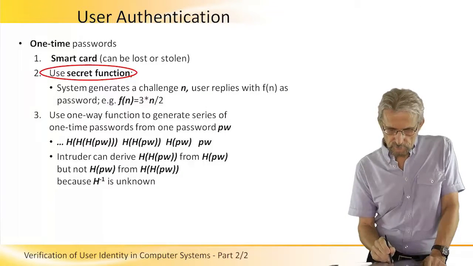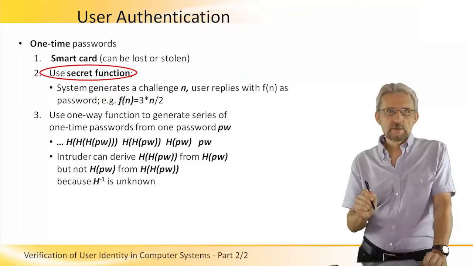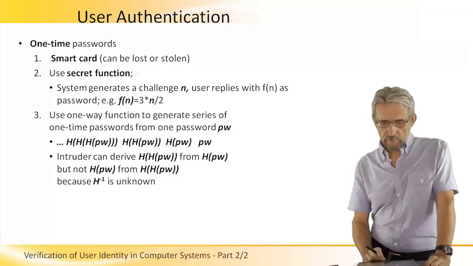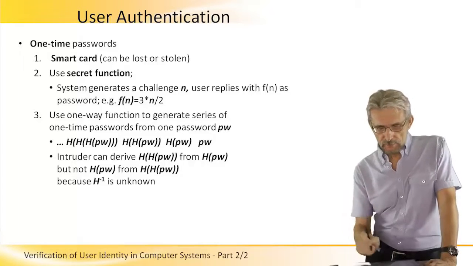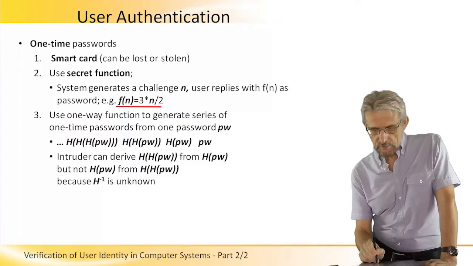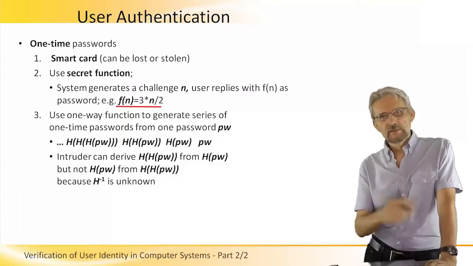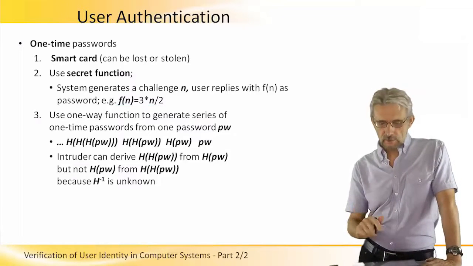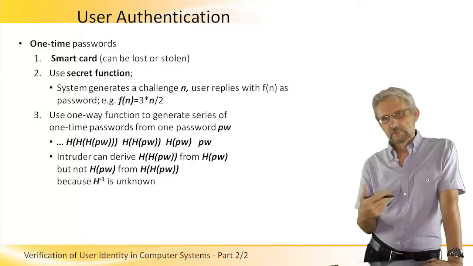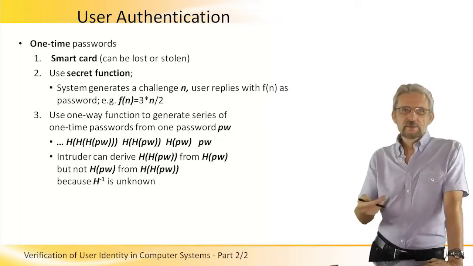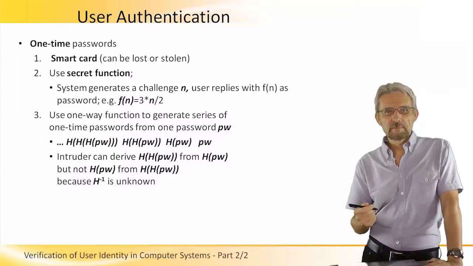Another way of doing these one-time passwords is to actually use a secret function, not a password itself. Here's a very simple example. Let's say your password is not a word, but a function of this kind. It says, take a number, divide it by 2 and multiply it by 3, and send that to me. So every time you want to log in, the system will present you a challenge. It will send you a number. Let's say it sends me the number 2. I apply this transformation to it, divided by 2, multiplied by 3, so the result is 3, and I send 3 back.